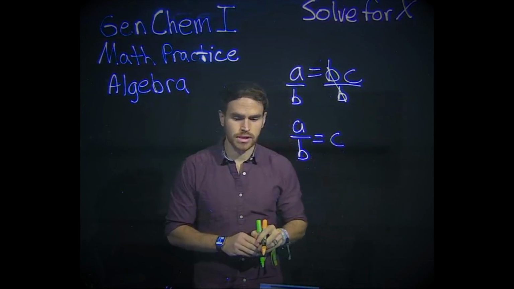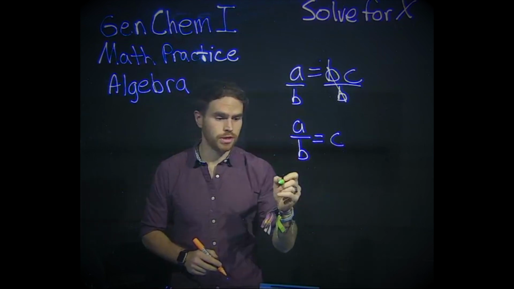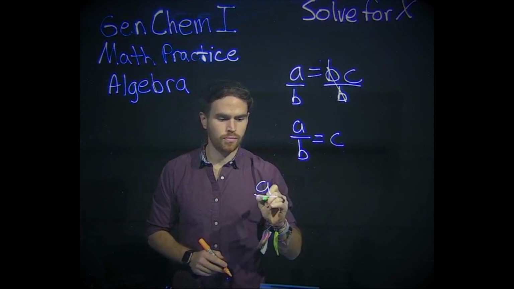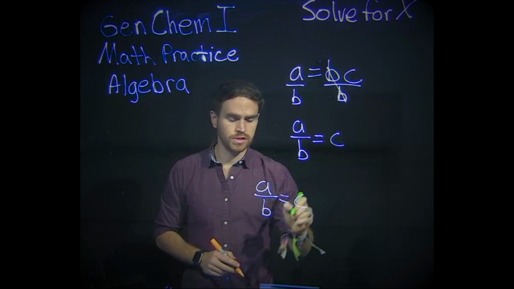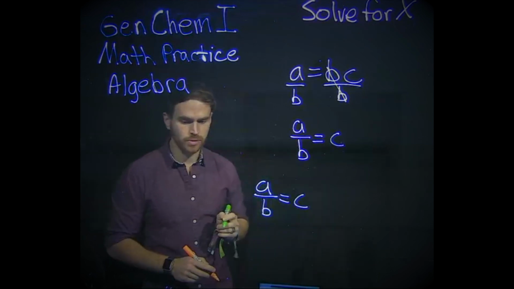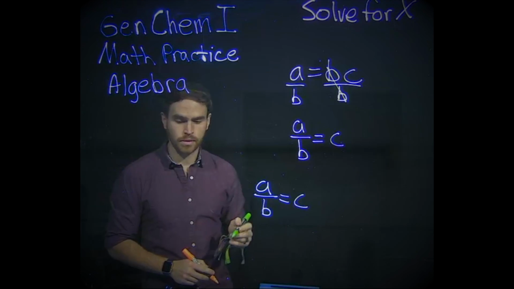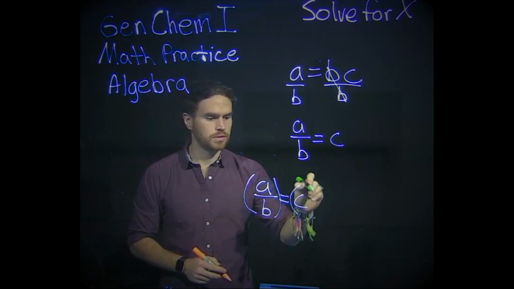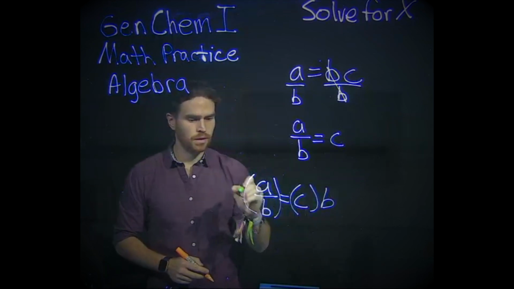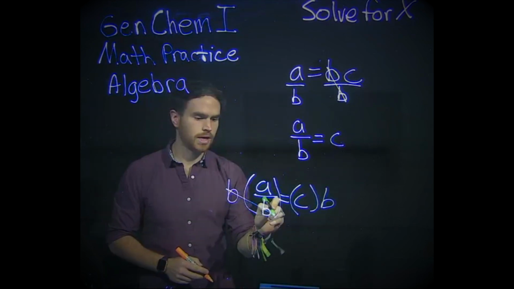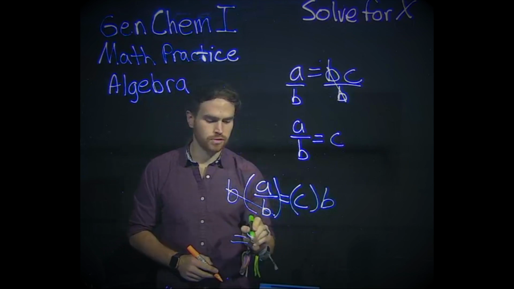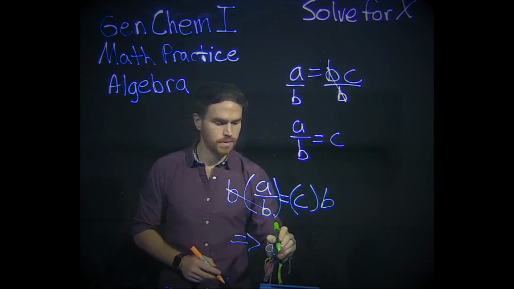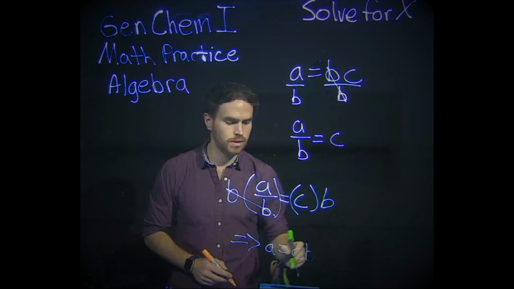Now suppose instead that the initial equation that you were given was A over B equals C, and this time you were expected to solve for A. The way that you would solve this would be to multiply both sides by B. Here they would cancel out, and your final answer would be A equals C times B.